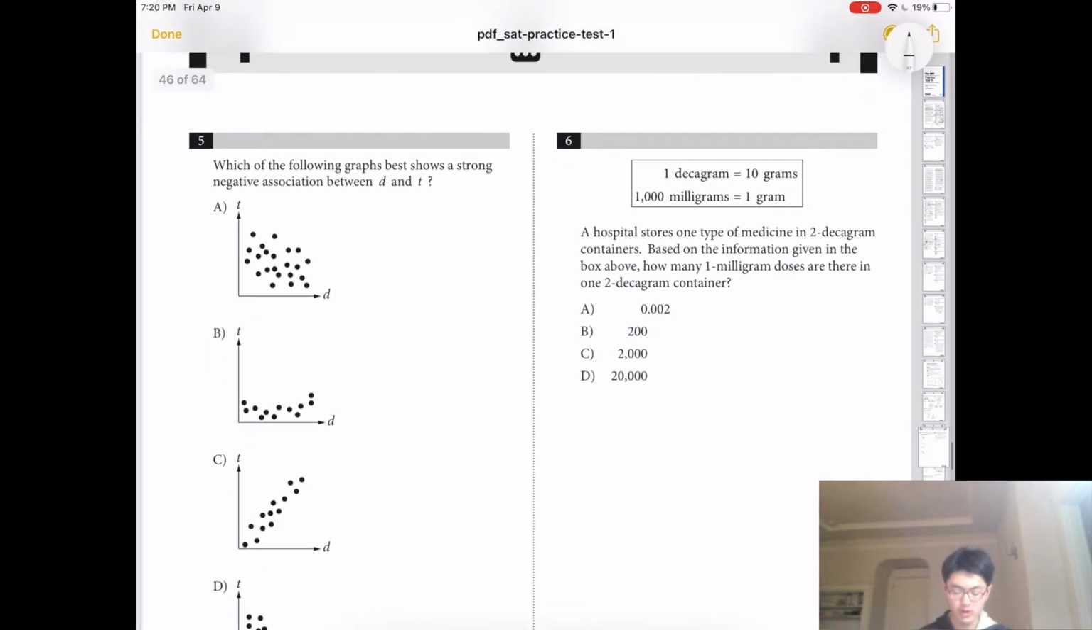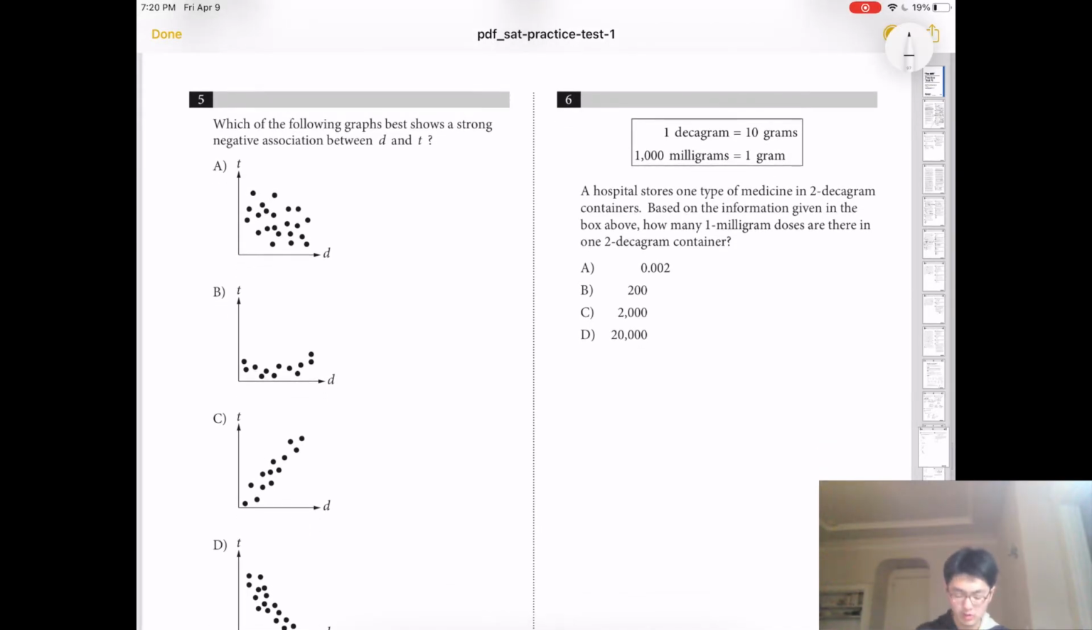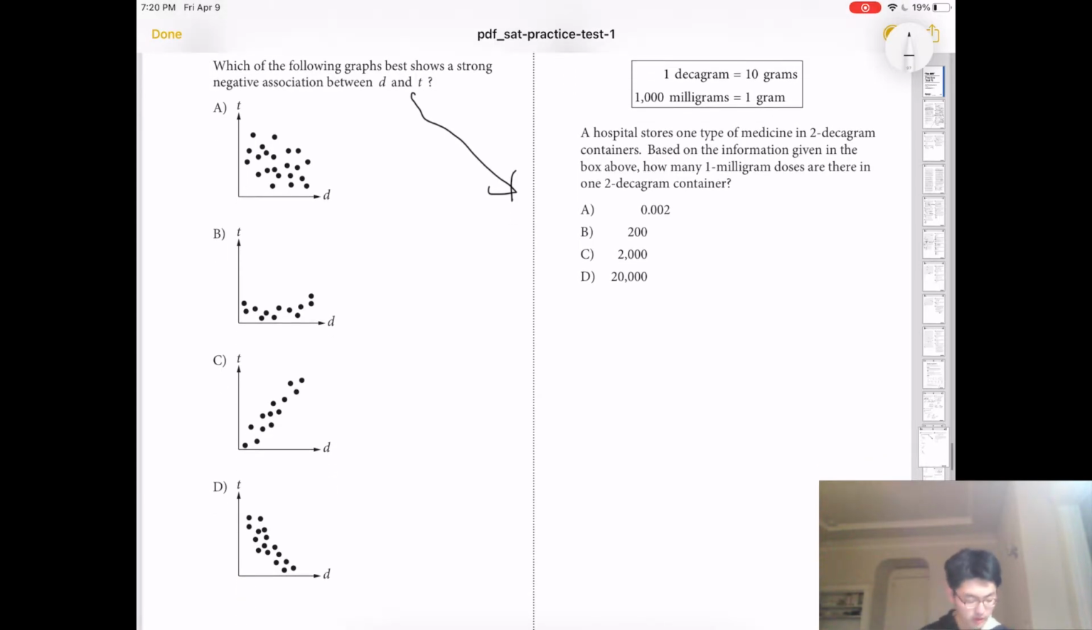Which of the following graphs best shows a strong negative association between D and T? Alright, since it's strong and negative, we want the dots to look like that. And the only one that fits it is D. That's why the answer is D.